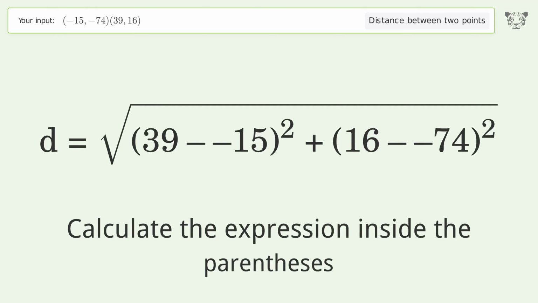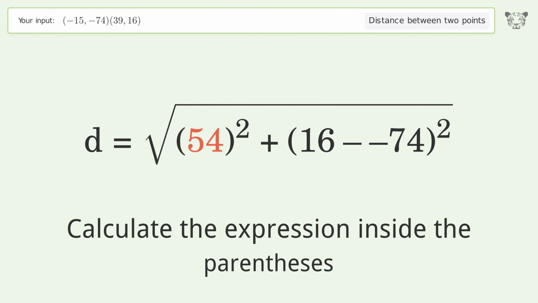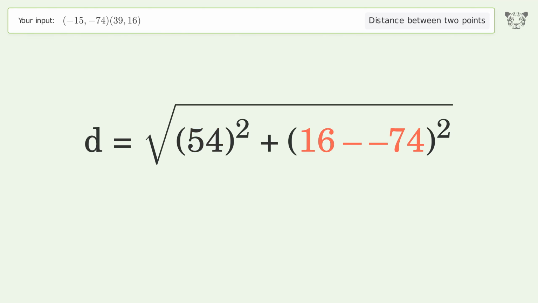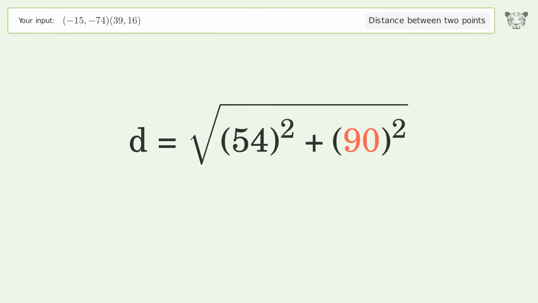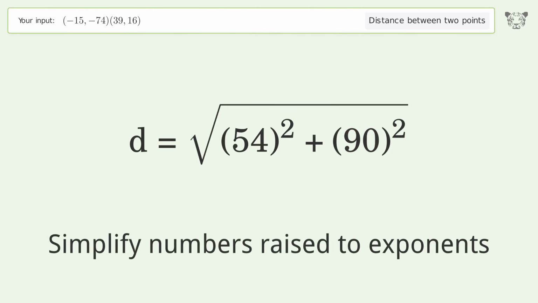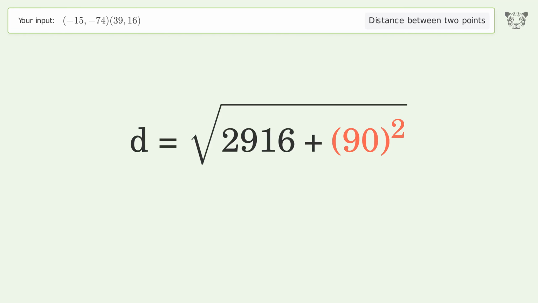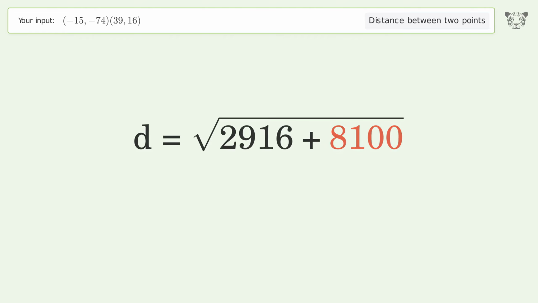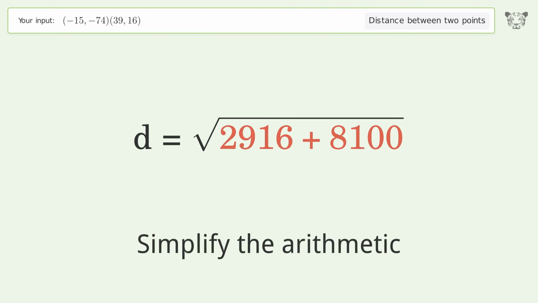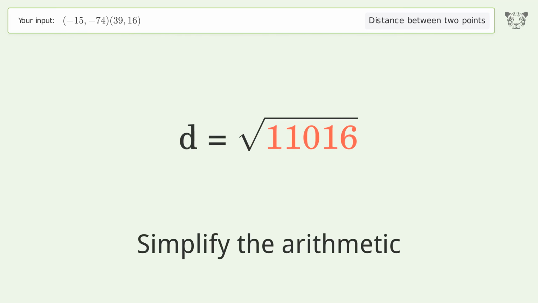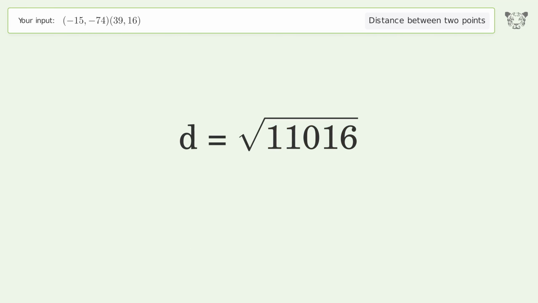Calculate the expression inside the parentheses. Simplify numbers raised to exponents. Simplify the arithmetic. And so the distance between the 2 points is the square root of 11,016 or 104.957.